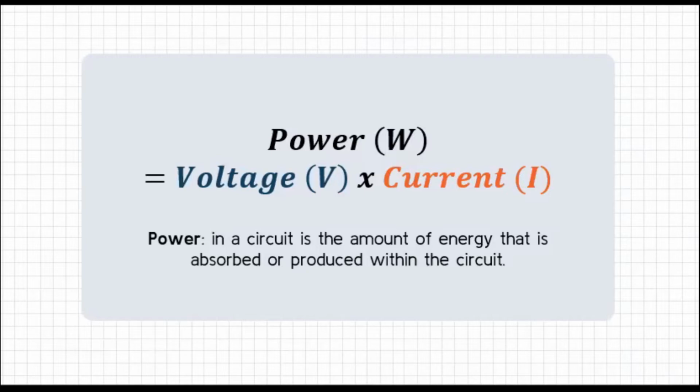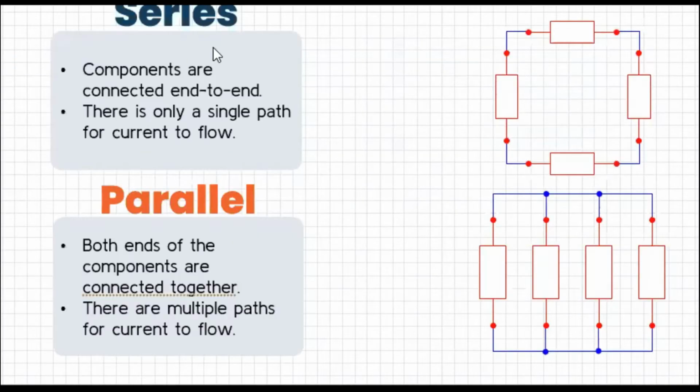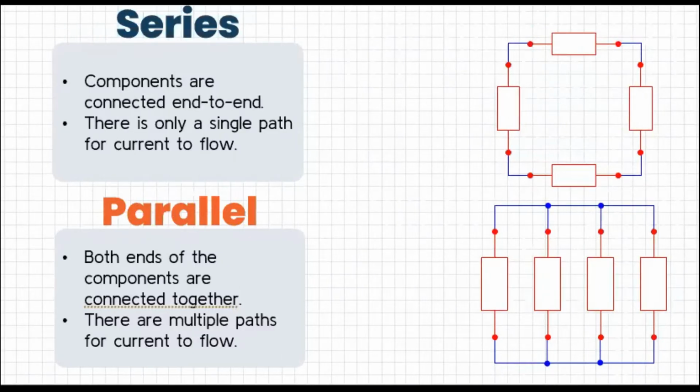Since na-recall na natin yung ating previous lecture, pwede tayo mag-move on with circuit analysis. As we know, based dun sa capacitor lecture natin, meron tayong dalawang klase ng circuit, series and parallel circuit. Ano po ba ang difference nitong dalawang circuit na to sa isa't isa? In a series circuit, components are connected end-to-end. What does that mean?